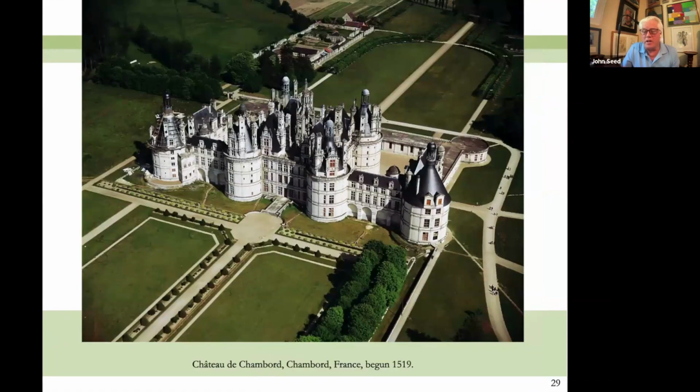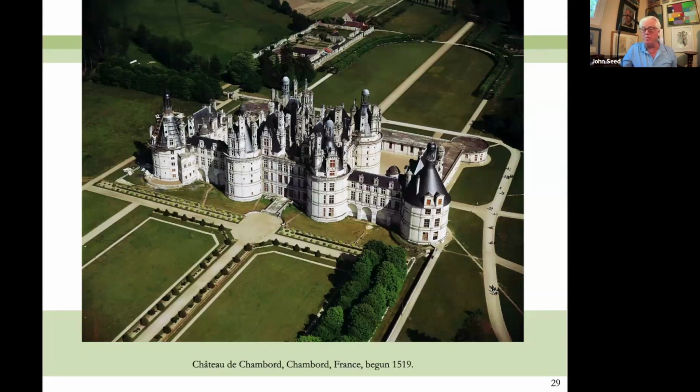This is one of the projects that Francis was working on when Leonardo da Vinci came to France. It was begun in 1519, and it's a mishmash of architectural styles because if you look at it, you can see it has rounded turrets, which might remind you of a medieval castle, but it also has 3 levels, which look like they might have been taken from Italian architecture, from Florentine architecture.